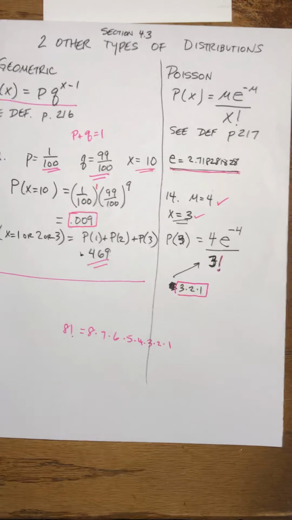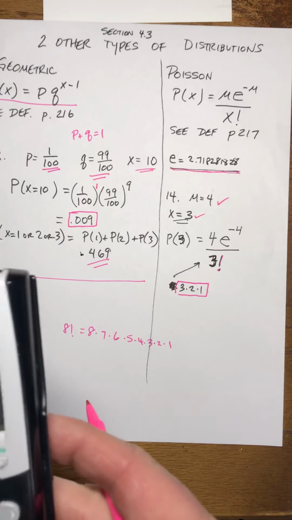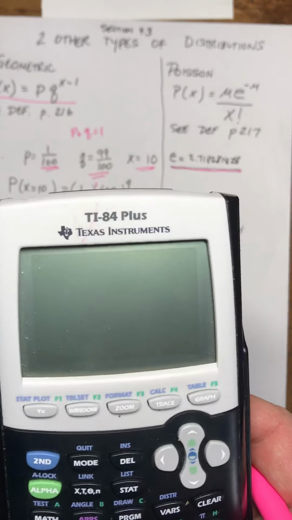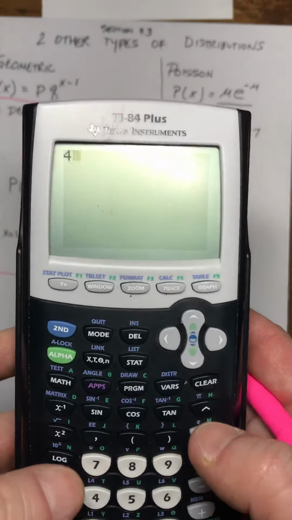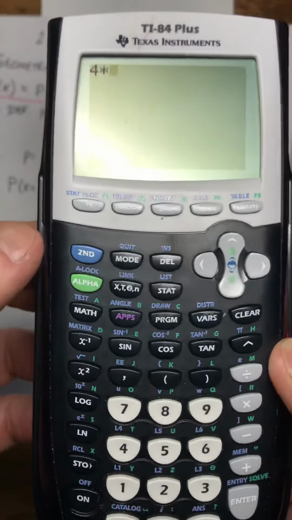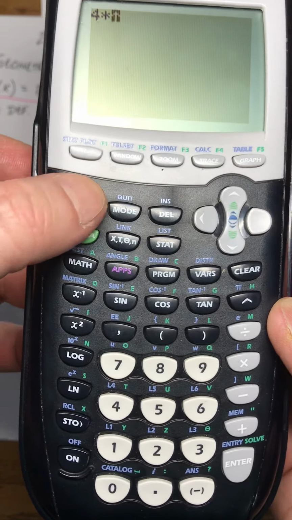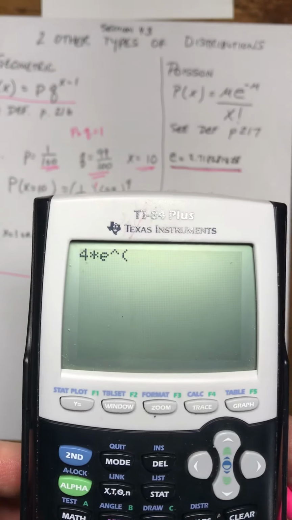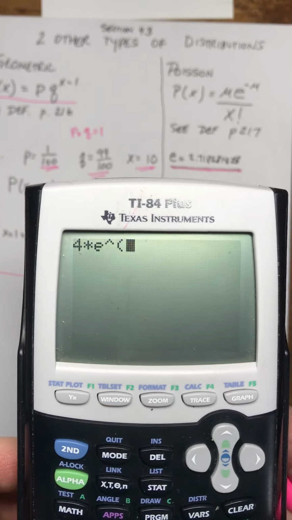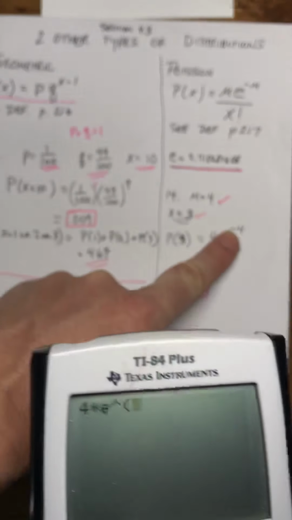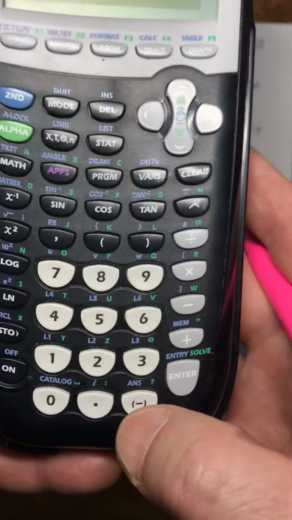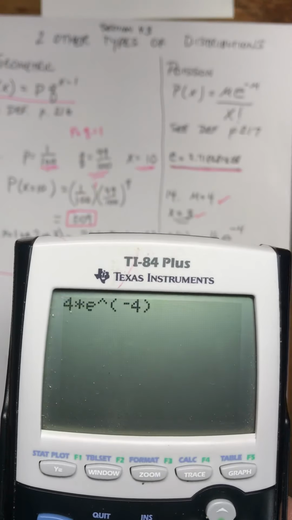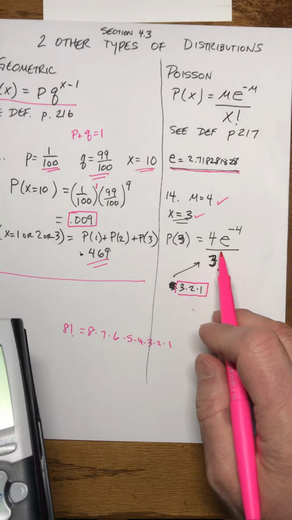Let's look at our calculator and see how that works. I'm going to put this formula in the calculator. I hope you can see what I'm doing here. To do this, I'm going to go 4 times E, and this is where I find my E. It's second ln. It's behind the ln button. And the calculator is then going to say E to the what? And you have to tell it. We're dealing with negative 4. Don't put minus 4. It's negative 4. Close the parentheses. So I have it looking like this, just like my formula so far.